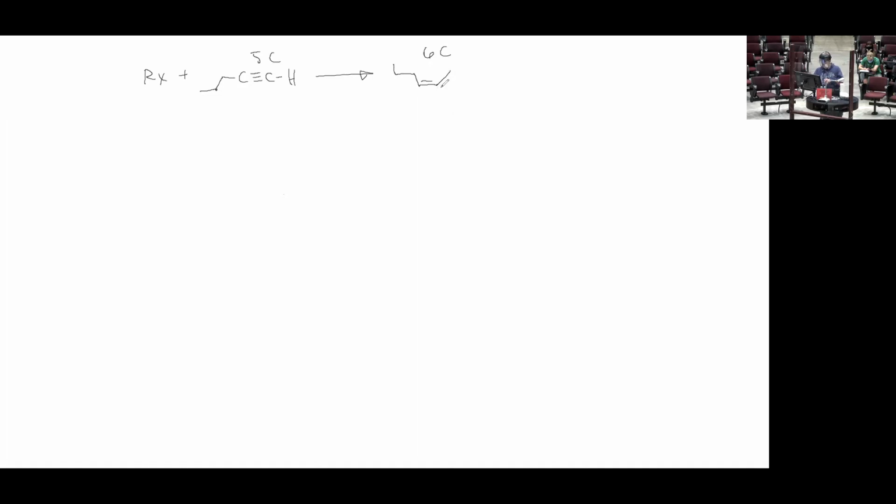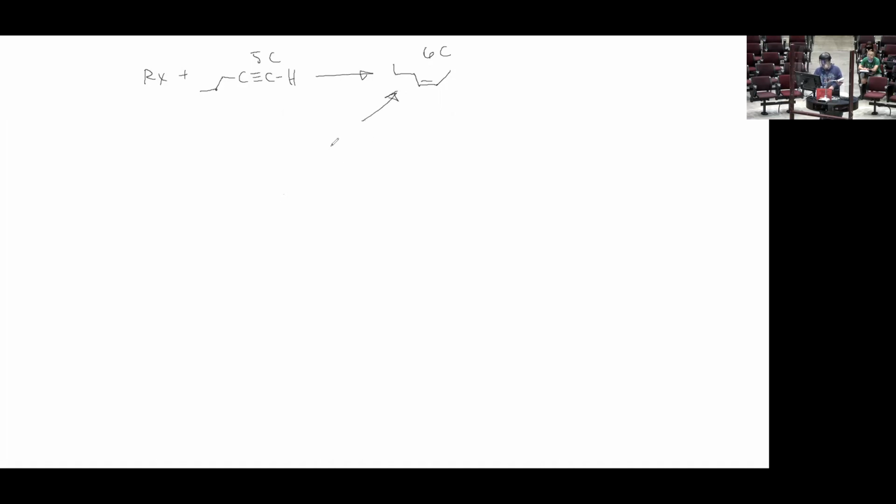Well, when I look at this alkene, and I notice that I'm starting with an alkyne, the natural thing to ask yourself is, do I know a way to turn an alkyne into a cis alkene? And I think we do. We learned that the other day.